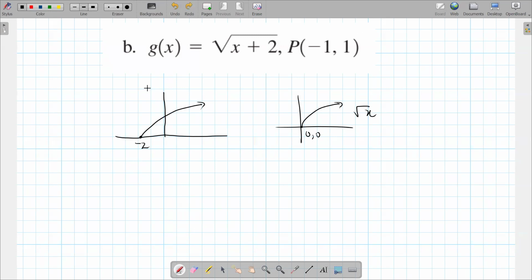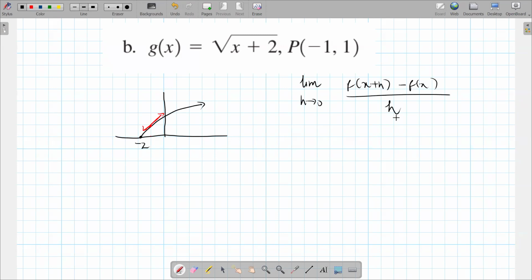And they want the slope at -1. So let's say that's -1 right there. They want the slope of this tangent. Looks like it's going to be positive. Cool. So again, we're going to use the difference quotient method. Limit as h approaches 0, f of x plus h minus f of x all over h.